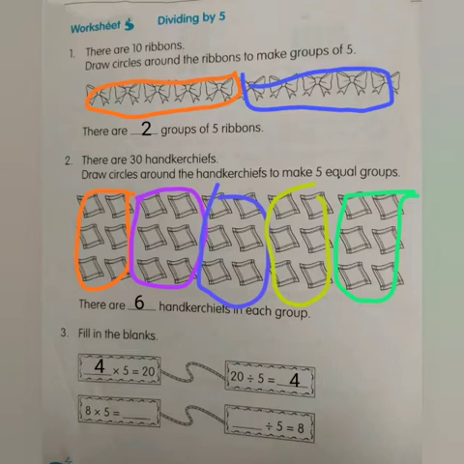So take a look at the others. 8 times 5 is 40. So what must the missing number be? That's correct. 40 divided by 5 is 8.